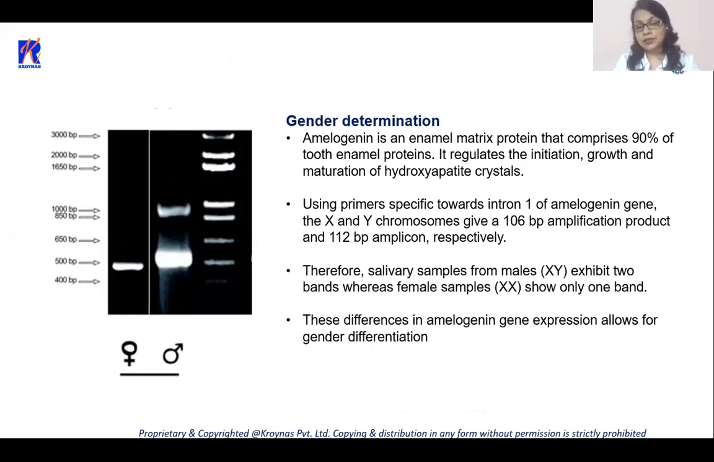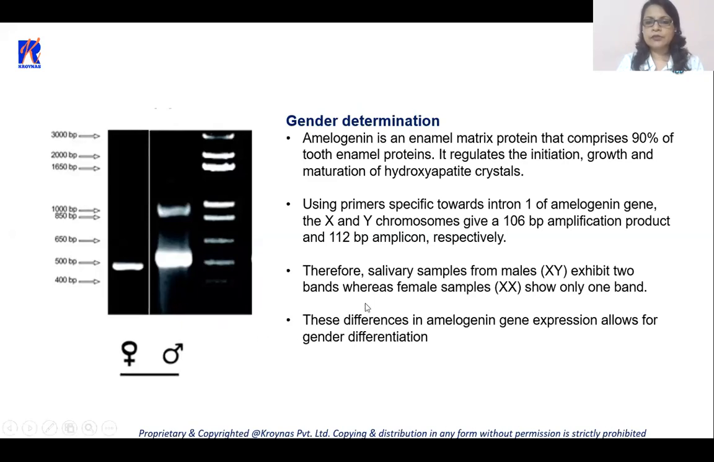Well, another interesting thing I'll tell you in forensics is that you can do sex determination or gender determination. It's a very simple technology. I hope we all know what amelogenin is. It's an enamel matrix protein, and it differs between the X and Y chromosomes, because that is how male and female are segregated, right? It is two X's for females and X and Y for males.